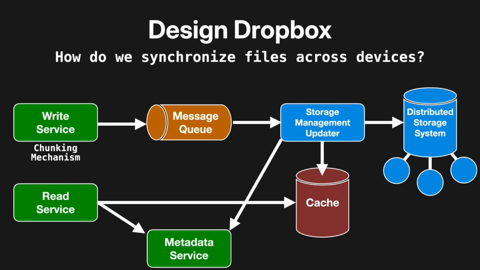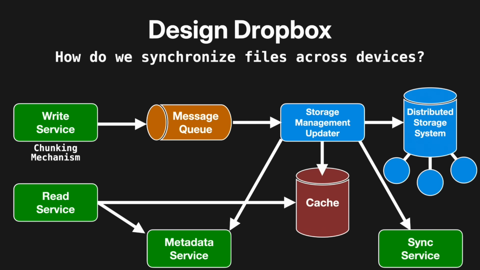Lastly, how do we synchronize files across devices? To sync files, we need to add some sort of sync service. This service keeps files up to date on all devices linked to a user's account. When a file is uploaded, modified, or deleted, the sync service notifies all other devices associated with the user, ensuring that they have the latest version of this file.